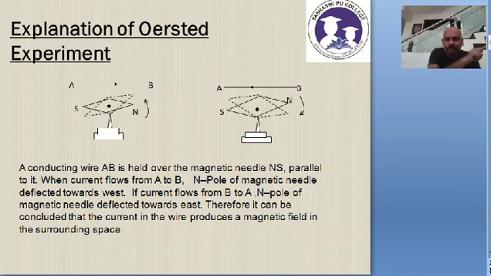So when a current flows in a wire, a magnetic field is produced in the region surrounding the wire, surrounding the conductor. So, the magnetic effect of electric current.